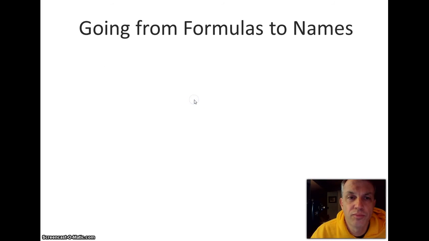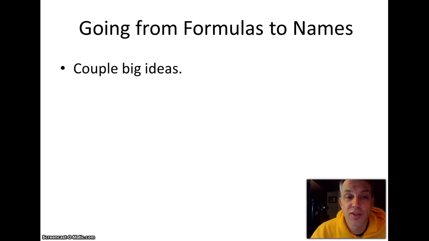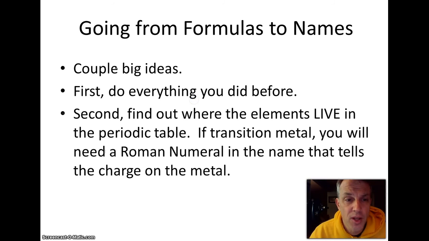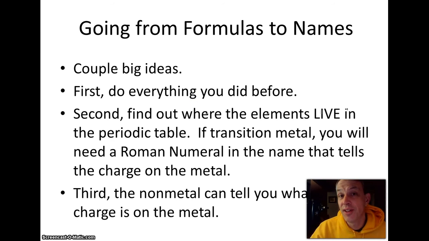Okay, now we want to go from formulas to names. And in this case, there's a couple of big ideas. First, you do everything you did before. Second, find out where the elements live in the periodic table. If it's a transition metal, and it's not one of the exceptions, you're going to need a Roman numeral that tells the charge on the metal. How do you find the charge on the metal? You want to look at the non-metal first.